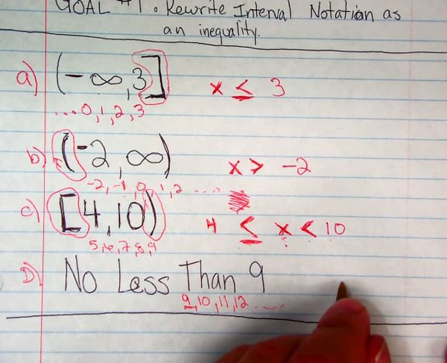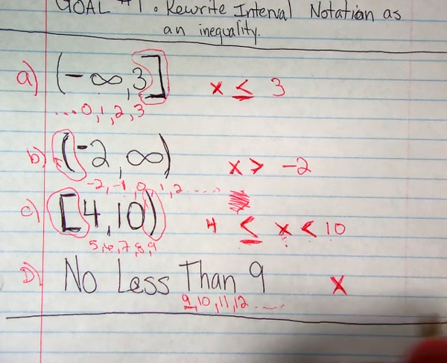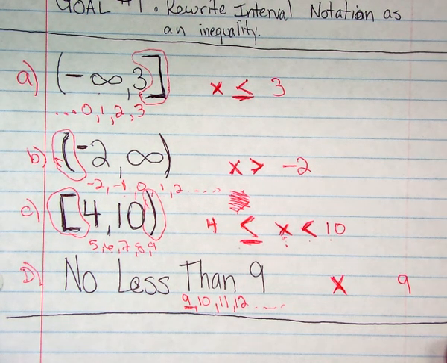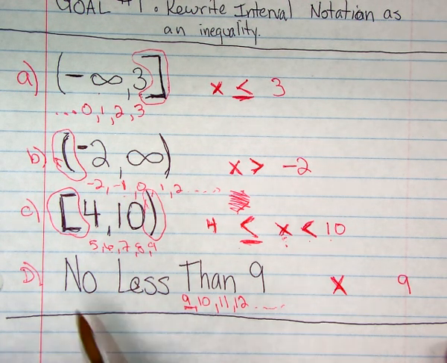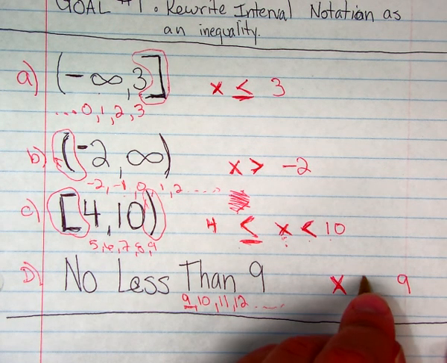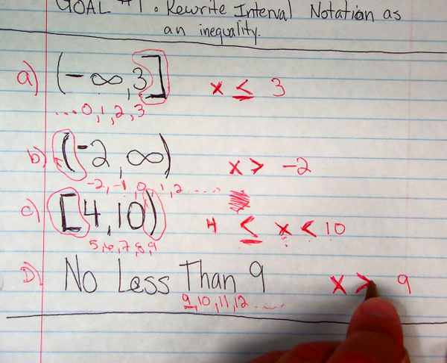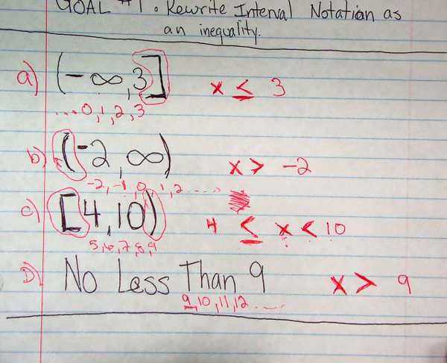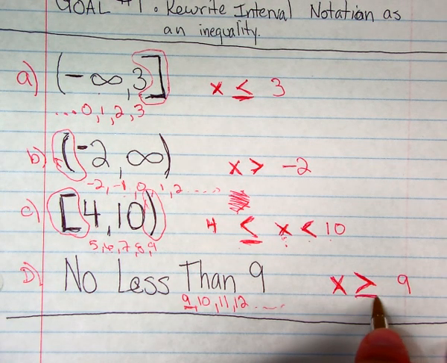So all those values, we don't know what they are. We're going to say there's x and there's 9, and we're going to compare them to each other. All those values, are they bigger than 9 or less than 9? Well, it says no less than 9, so that's opposite. So we're going to say they are all more than 9. Can they equal 9? Yes, they can.